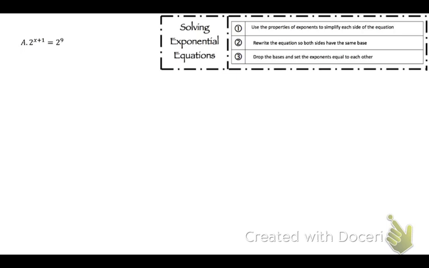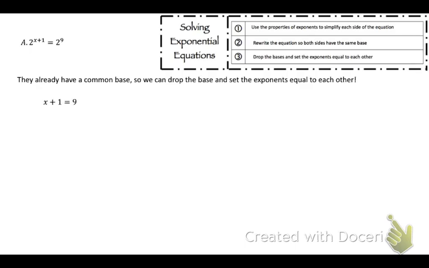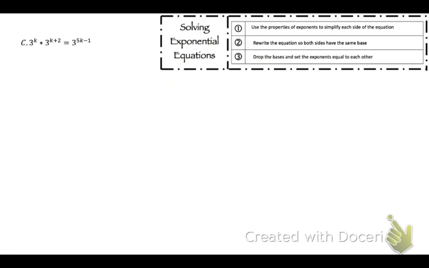So if we have 2 to the x plus 1 power equals 2 to the 9th power, well, we've already skipped step 1 and step 2 because they already have the same bases. So we can just drop those bases and set the exponents equal to each other. So you have x plus 1 equals 9, which means x equals 8. And you're done.